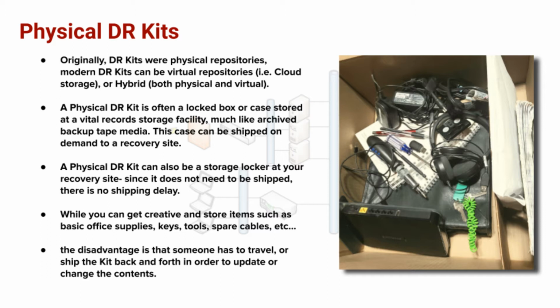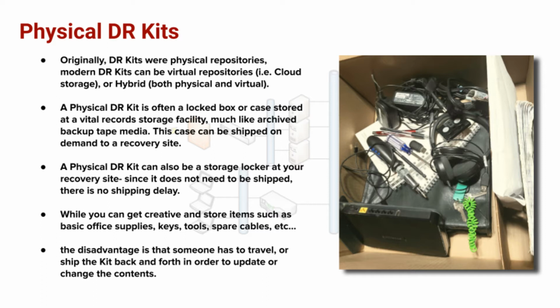In many cases, a physical DR kit will be a locked box or case that's stored at a vital records storage facility, just like your backup tapes would be. And this case can be shipped on demand back to a recovery site or back to your home site for updates. Alternatively, your physical DR kit could actually live at your recovery site in the form of something like a storage locker. Since it doesn't need to be shipped, you don't have delays waiting for shipping. It's there, it's ready to go when you are.